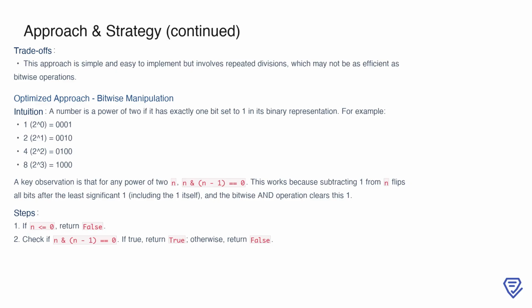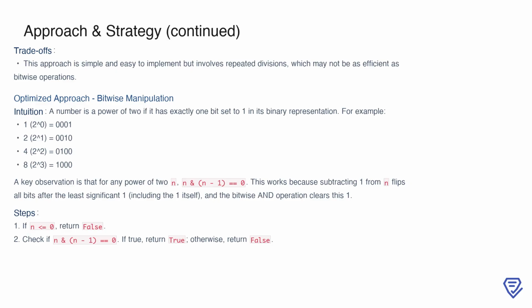To address this, we explored an optimized approach using bitwise manipulation. Here, the intuition lies in the binary representation of powers of 2: they all have exactly one bit set to 1. For example, 1 is 0001, 2 is 0010, 4 is 0100, and so on. A key property of such numbers is that the bitwise AND of the number and one less than itself is always 0. For instance, for 8, 1000, subtracting 1 gives 7, 0111, and the AND operation results in 0.